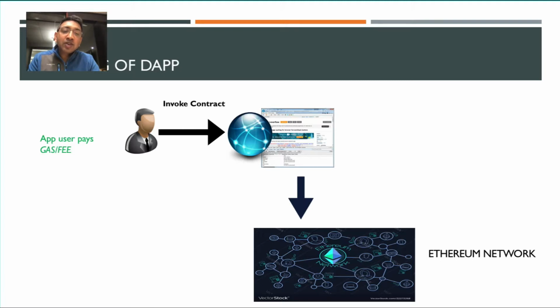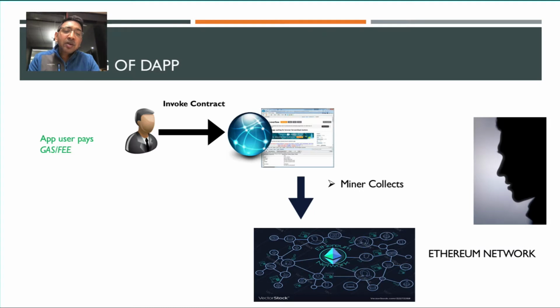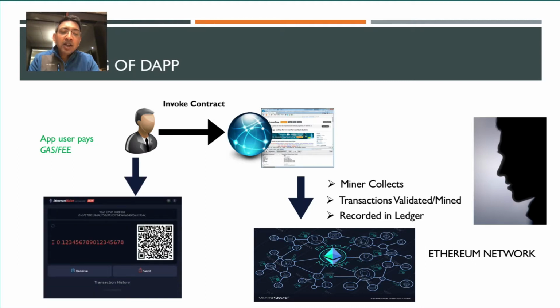Since there is no centralized entity, the obvious question is who collects the fee paid by the user. The answer is that the miner collects the transaction fee. The miner is rewarded for the transaction validation. And the transactions generated by way of these invocations become part of the ledger. The most commonly used decentralized applications are Ethereum wallets, which can be used for managing funds and for invoking contracts.